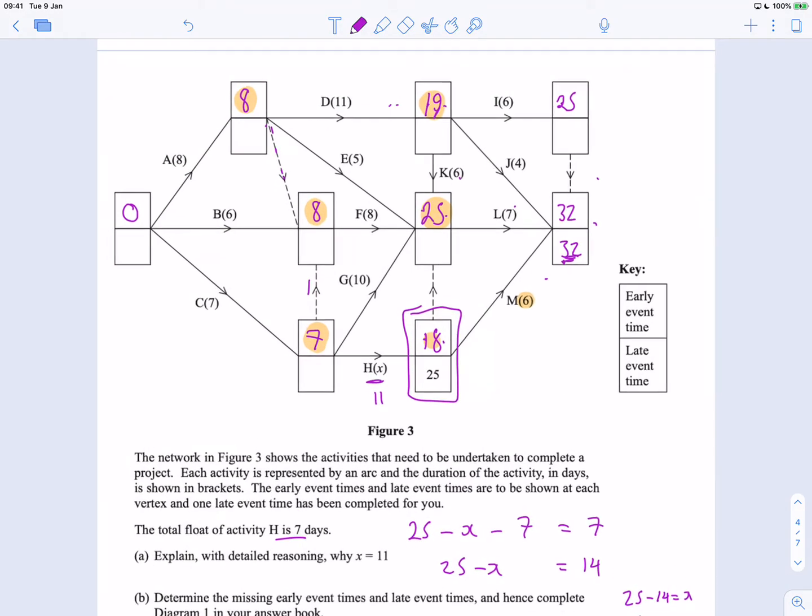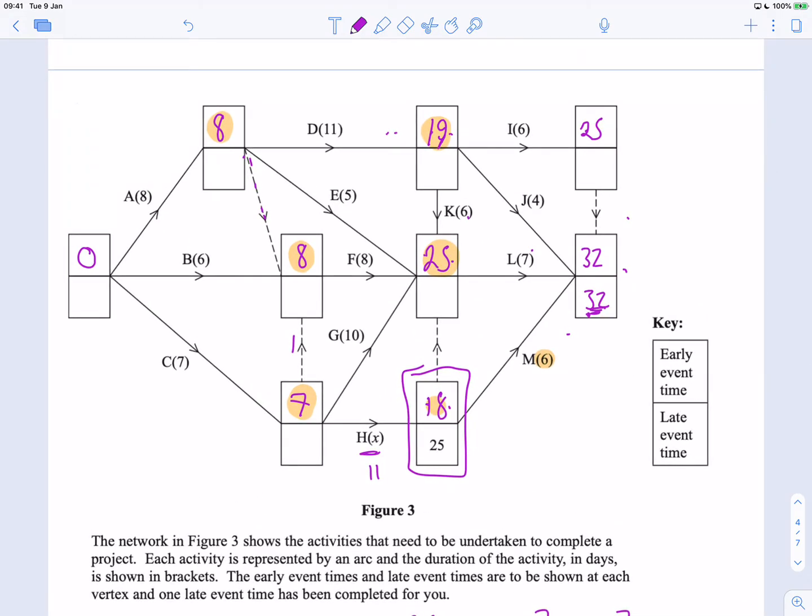So if we work backwards and look at the late times for the rest of these things, this will be 32 because that's a dummy. We can either go 32 back 4, which is 28, or 32 back 6, which is 26. So the very latest we have to be here is 26. No, that's not true, because, hold on, we've got this 6 to take care of as well, so we need to go back a little bit. 32 minus 7, that's 25, so 25 minus 6 is 19, so yep, that's 19.